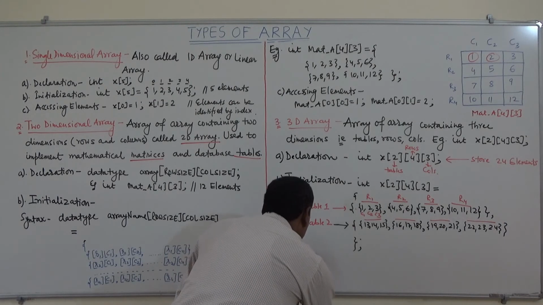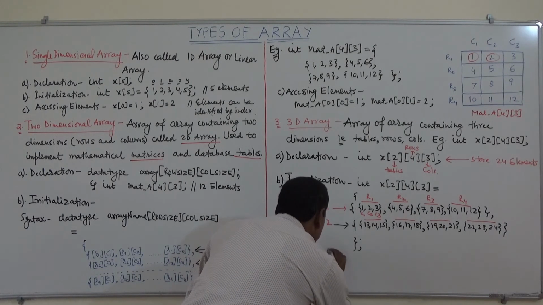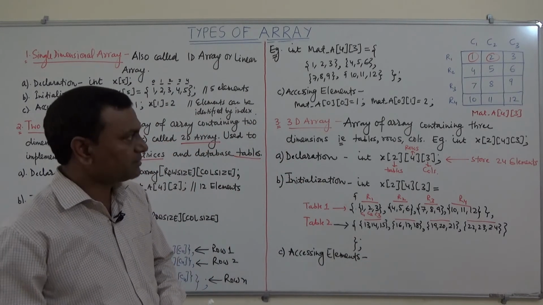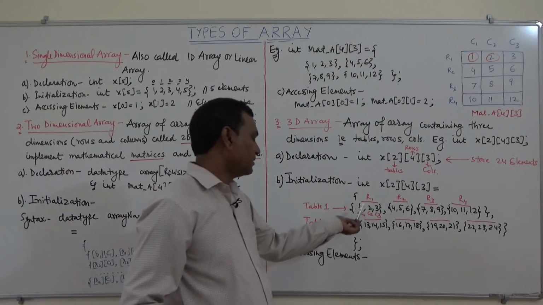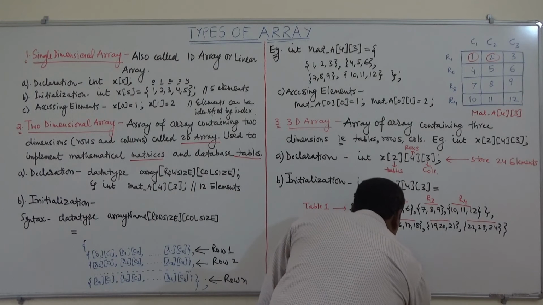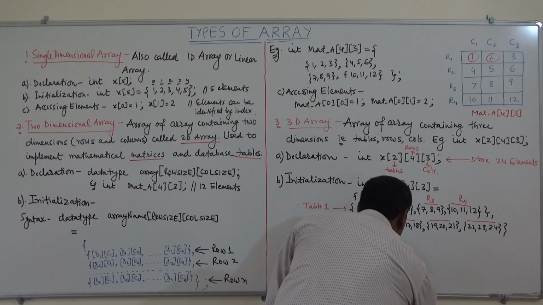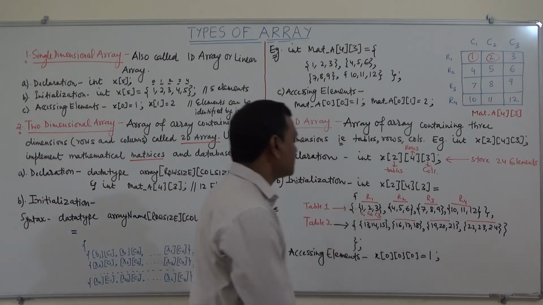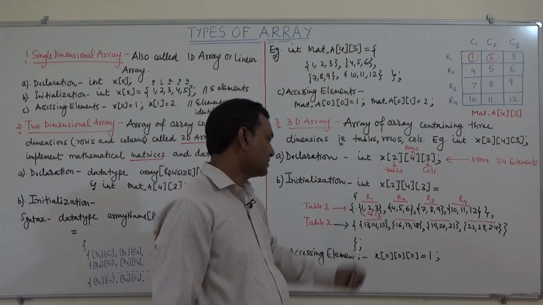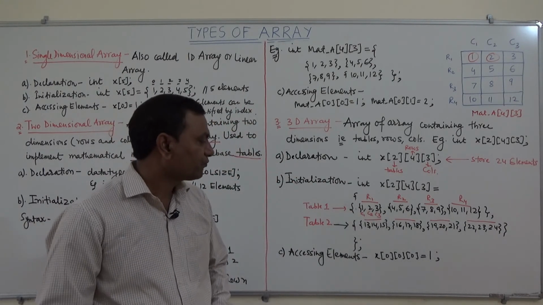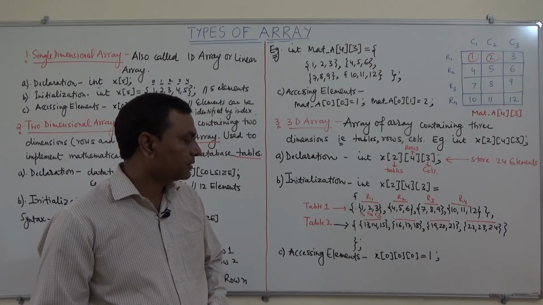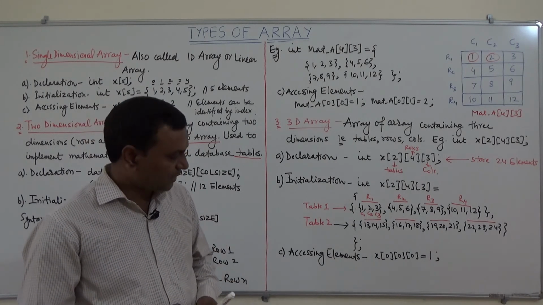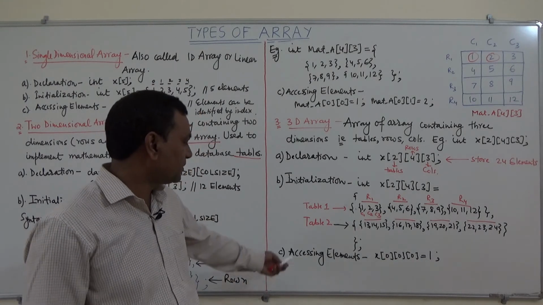Accessing elements. The way is very simple. If we wish to access the first element, like this 1, we can write x[0][0][0] equals 1. So this will be the first element. If we wish to access this one, it will be [0][1][1] like this, or [0][0][0]. We can access other elements too in this way.